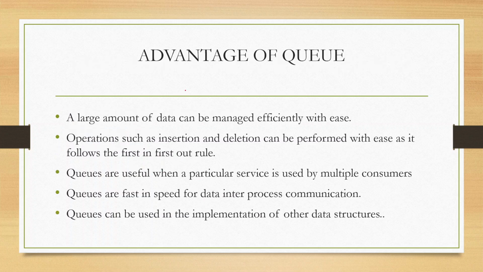What are the advantages of a queue data structure? A large amount of data can be managed efficiently. Operations like insertion and deletion can be performed very easily. A particular service can be performed for multiple consumers. It is very fast in IPC, inter-process communication, which is one of the operations performed in an operating system. This data structure can also be used with other data structures. I can combine two or more data structures to perform one particular operation.